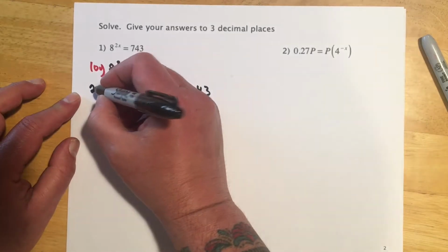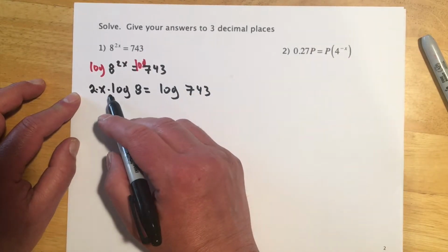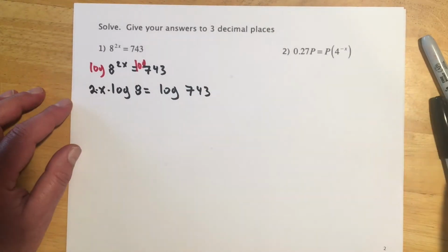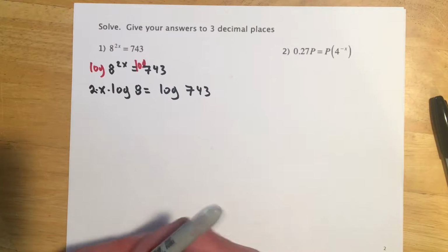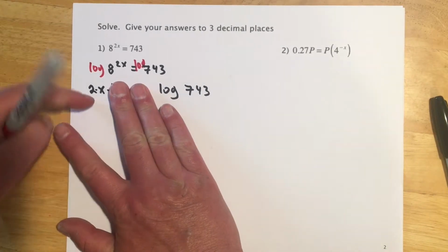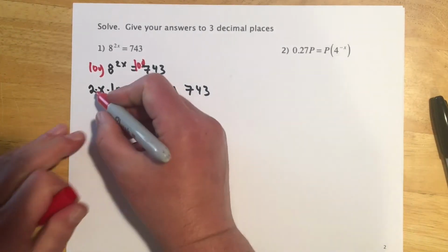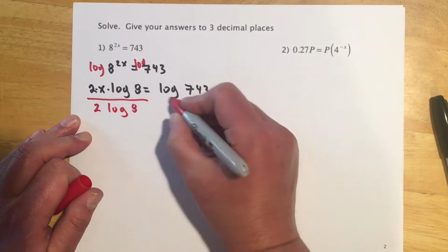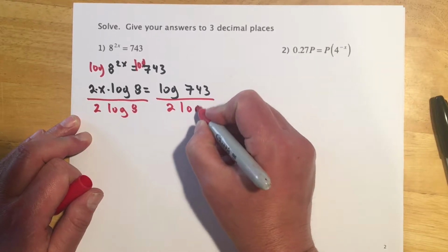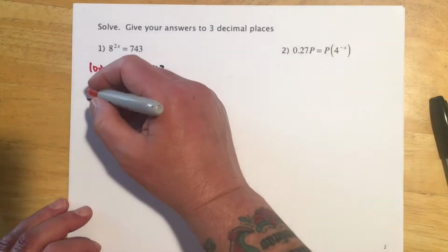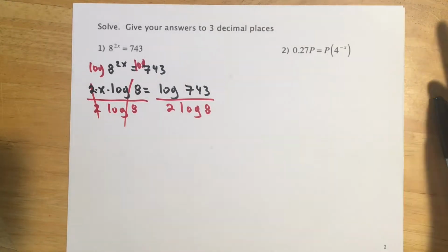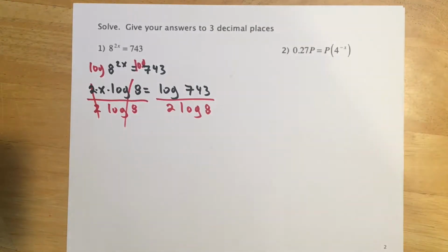And then this is 2 times x times log 8. And log 8 is just a number, as is this one. So what we're going to do is just divide all the stuff that isn't x. Like if this was just 2x over here, we would divide both sides by 2. So I'm just going to divide by both things. So 2 and then log 8. And 2 log 8. So that cancels, I have x equals this. And then you just have to put that in a calculator and then give your answer to 3 decimal places.